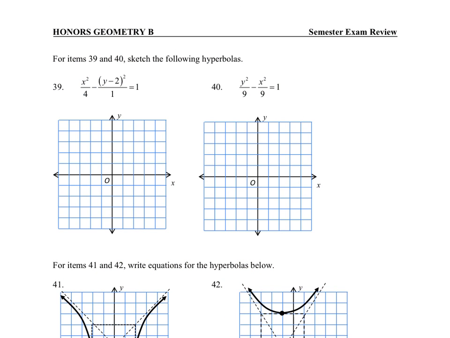For items 39 and 40, sketch the following hyperbolas. So we have two types of hyperbolas. We have a horizontal hyperbola, meaning that my graph is opening in the x direction. It's opening up horizontally. So the equation of that is going to be x minus h squared over a squared minus y minus k squared over b squared equals 1.